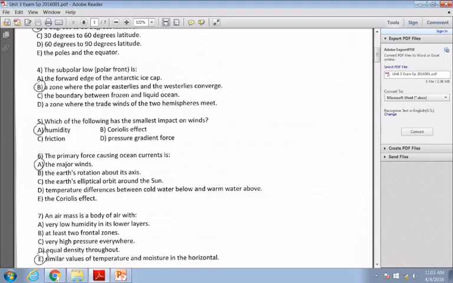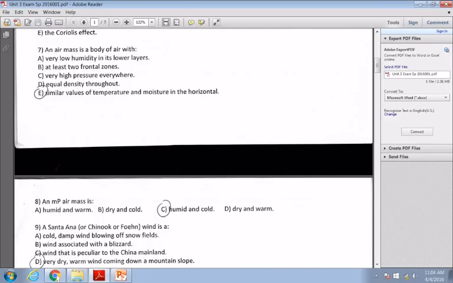Question 7, an air mass is a body that has, we talked about temperature and moisture, similar with regard to being horizontally the same. So E is the best answer for number 7. There is no F. On to the next page.